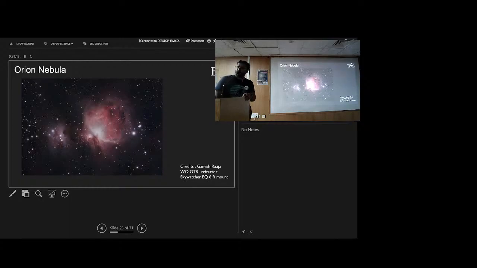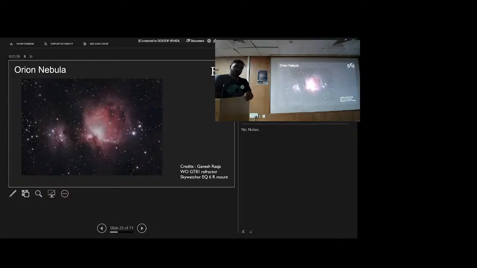I think the magnitude, any help with the magnitude numbers for Orion? Five something, around five. It's a bright nebula, and in a very good dark sky you will be able to see its nebulosity with the naked eye also. And in binoculars, it looks fantastic. So that's the reason why most of us will start with this.